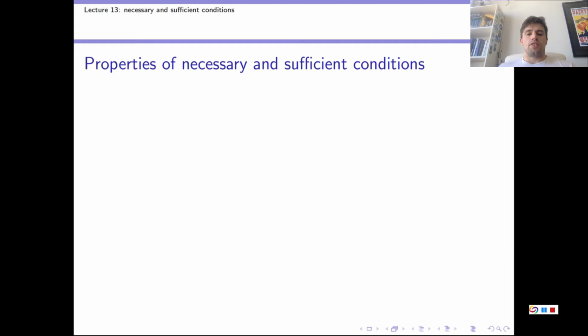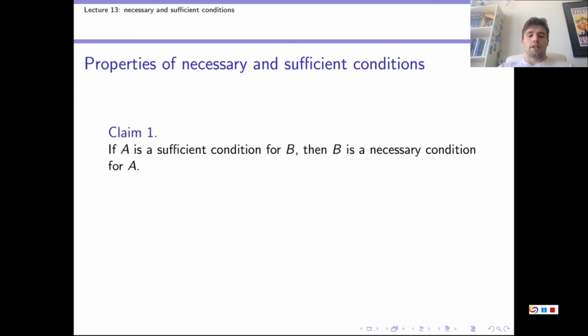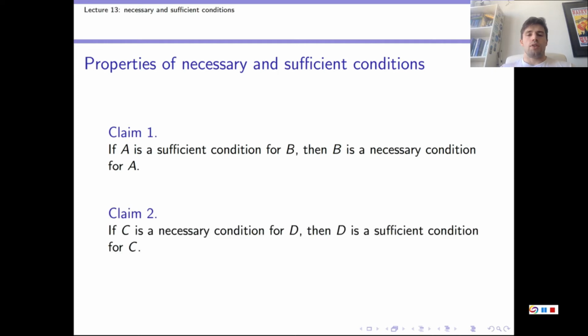Now, using the definitions of sufficient condition and necessary condition, we can very easily prove some basic properties of necessary and sufficient conditions. Here are two claims expressing two of those basic properties. Claim 1 says that if A is a sufficient condition for B, then B is a necessary condition for A. And claim 2 says that if C is a necessary condition for D, then D is a sufficient condition for C. Now, we're interested in justifying these claims, and to do so, we'll prove them using only the definitions themselves of necessary and sufficient conditions.